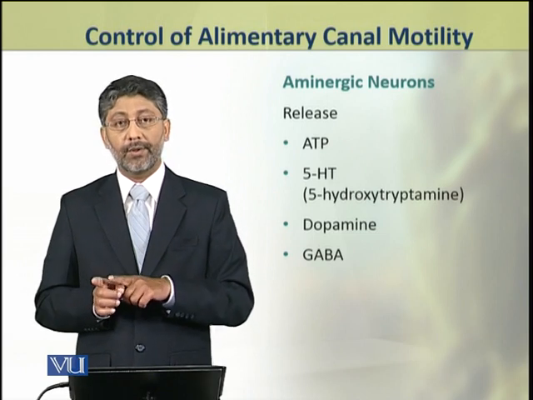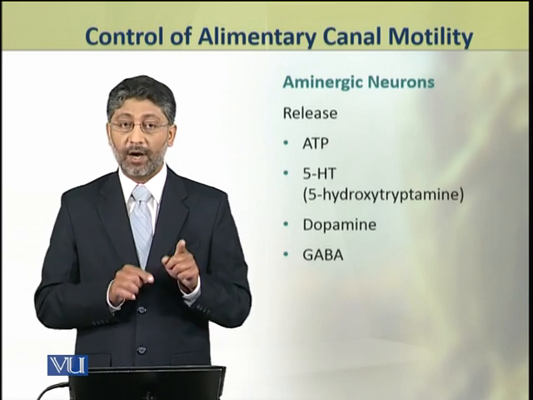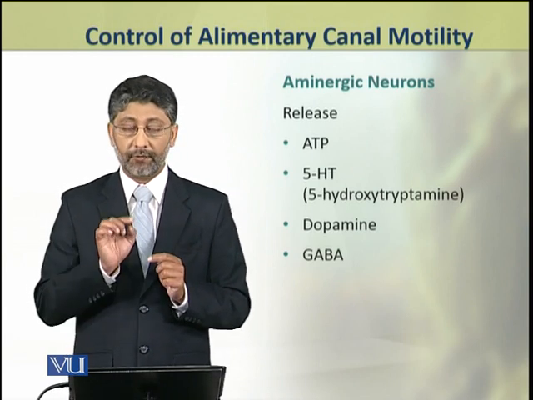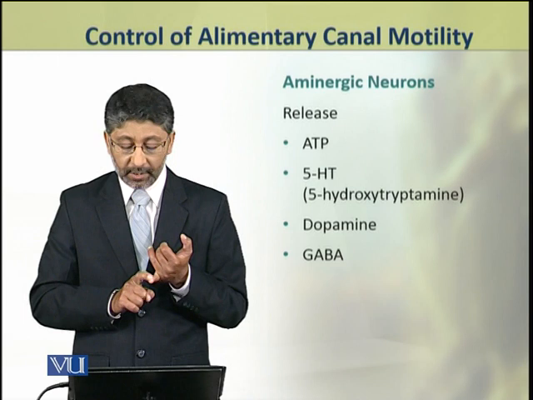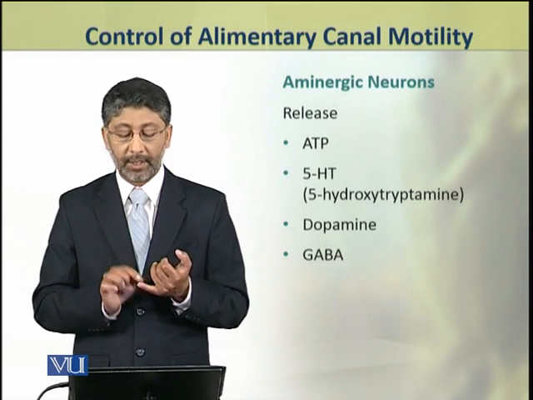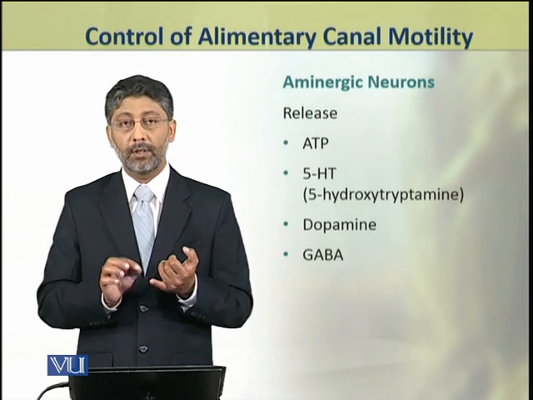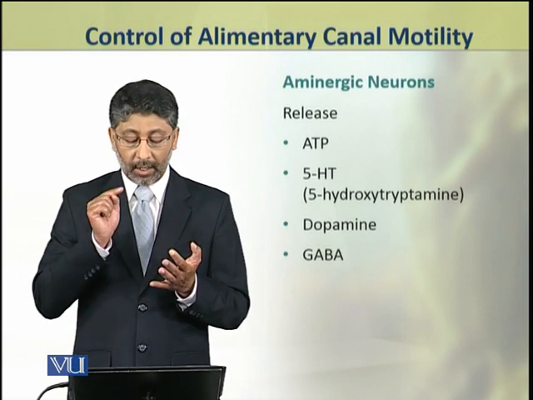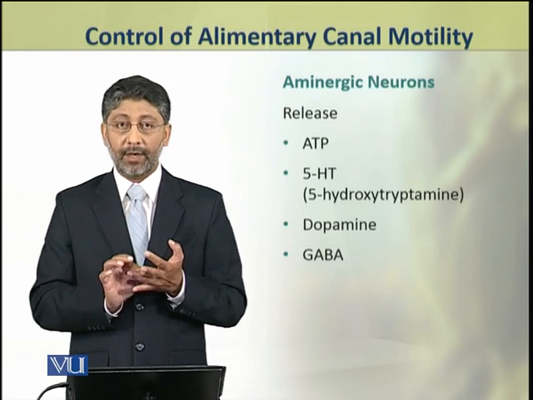Now we shall discuss the innervations of aminergic neurons which release from their nerve endings ATP, 5-HT, that is 5-hydroxytryptamine, dopamine, and gamma aminobutyric acid, GABA.